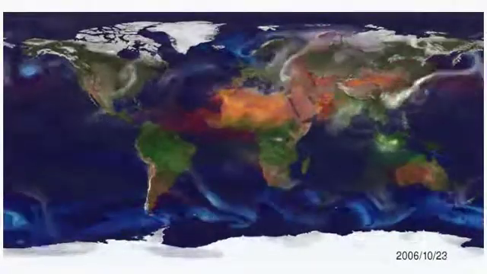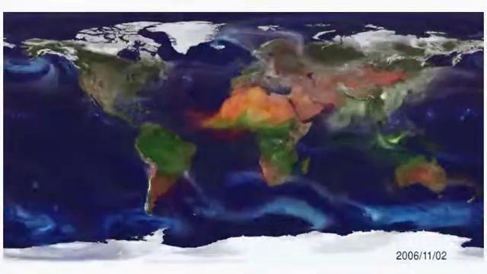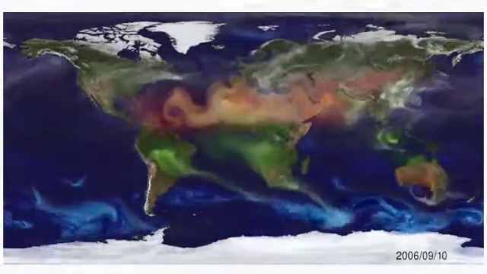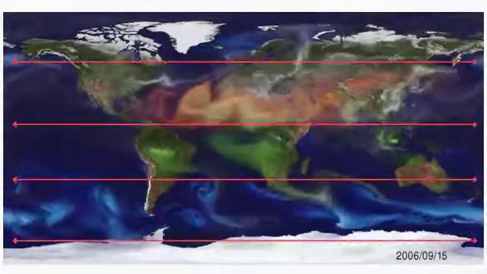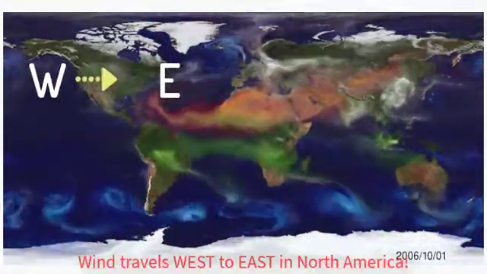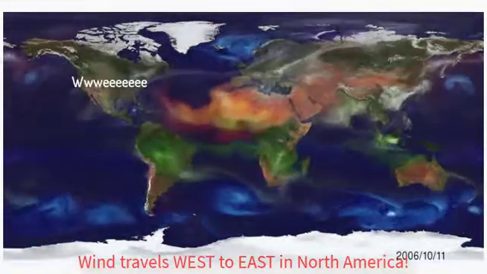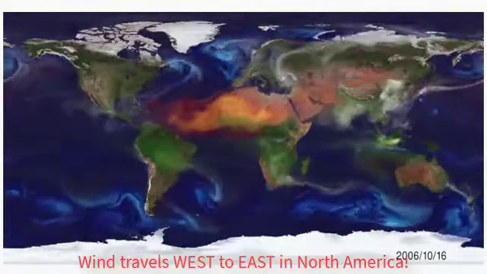Check out this awesome map from NASA showing the different global wind patterns at different times of the year. Notice that the patterns are different at different latitudes. Wind in North America tends to follow the same pattern, flowing from west to east. Or as I like to say, our wind goes whee across the states.